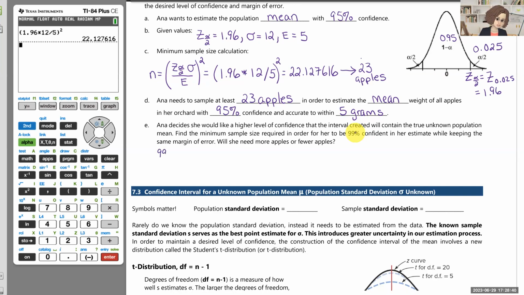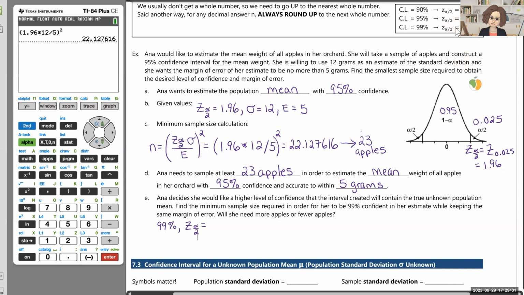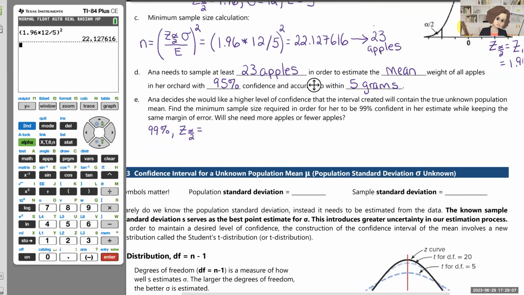So for 99% confident, our critical value, Z alpha over 2. So coming up to this picture, if this middle area gets bigger, 0.99, 99%, the Z-score that makes that happen will be further from the center. And I'm going to scroll up here. That will be 2.58. So instead of 1.96, we're up to 2.58. She's going to keep her same margin of error. So she's not going to change that. Just her confidence is changing.